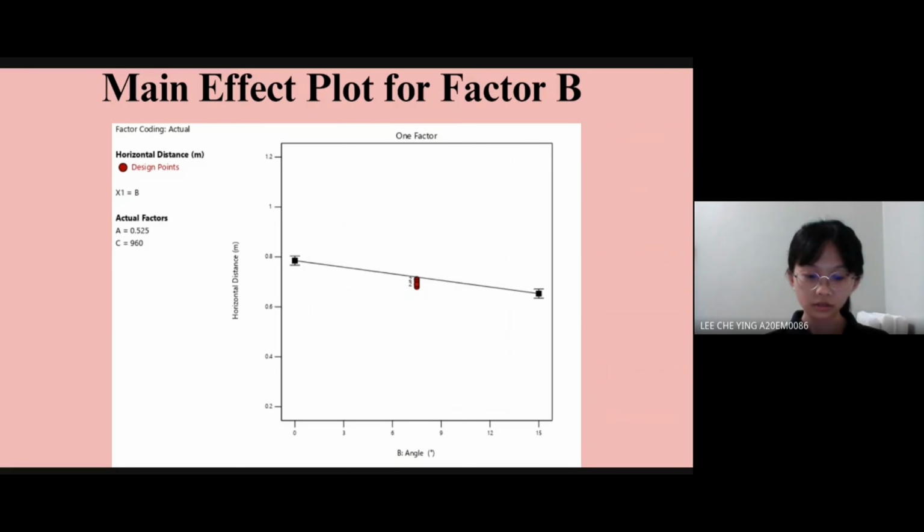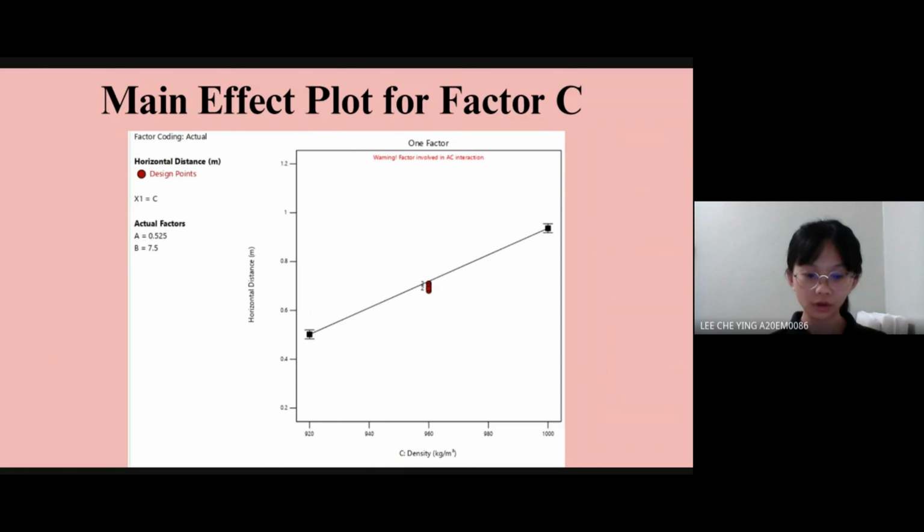Next slide. So this graph shows the main effect plot of factor B, which corresponds to the graph of horizontal distance against the angle. This graph shows the angle has a negative effect on the horizontal distance. The increase in the angle causes a decrease in horizontal distance. Next. This is the main effect plot for factor C, which corresponds to the graph of horizontal distance against the density. This graph shows the density has a positive effect on the horizontal distance. The increase in density will cause an increase in horizontal distance.